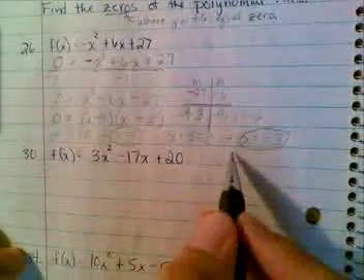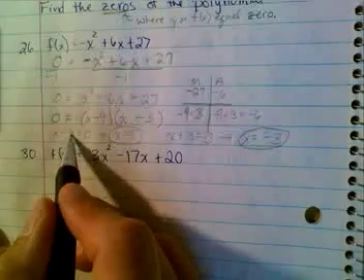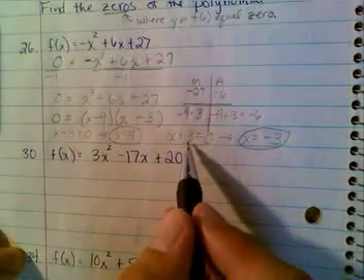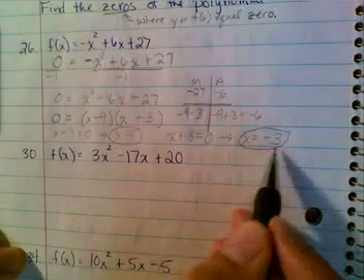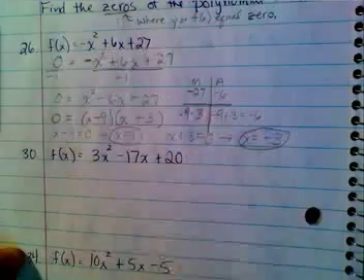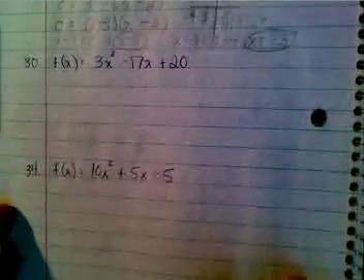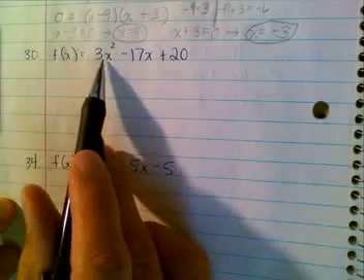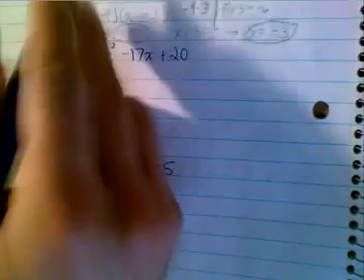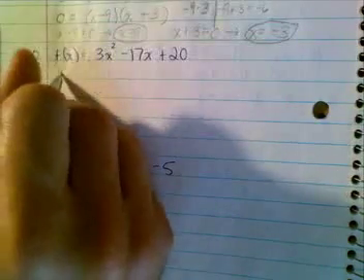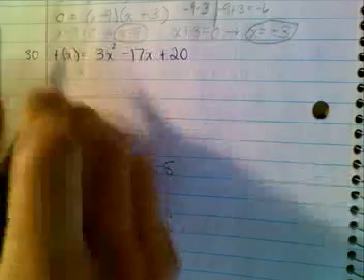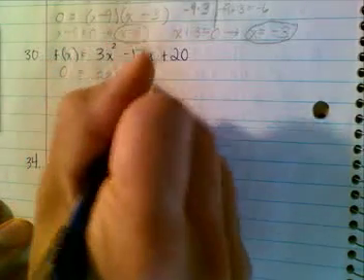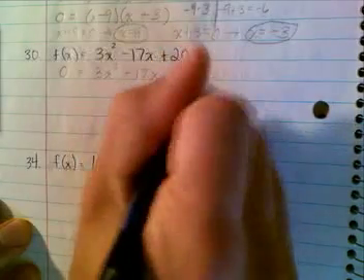Okay? So right here I'm adding 9 to both sides, and that's how I got x equals 9. And here I subtract 3 from both sides, and that's how I got x equals negative 3. Okay? Number 30. It has a 3 out front. Well, first off, it says find the zeros, so I need to set a 0 equal to that function value. 0 equals 3x squared minus 17x plus 20.